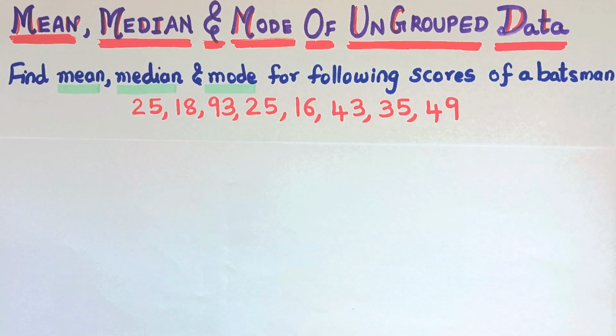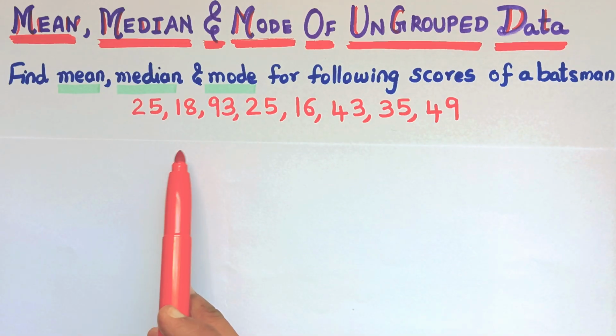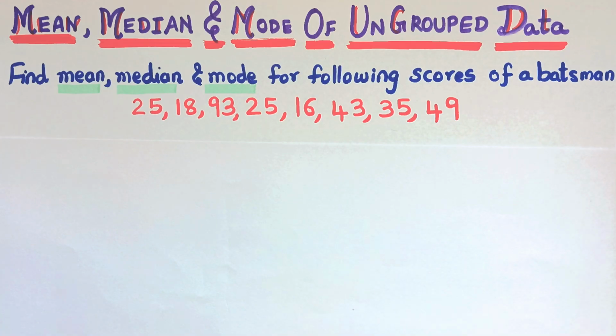So what new are we learning today? Yes, we'll learn how to find mean, median, mode for ungrouped data. So in this example, we have scores of a batsman and we have to find mean, median and mode. So first let's start with mean.